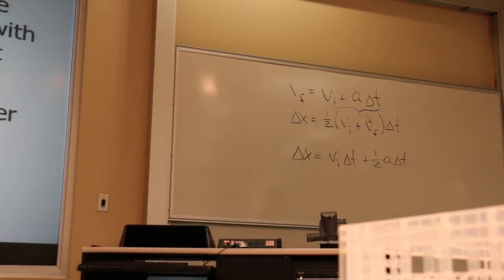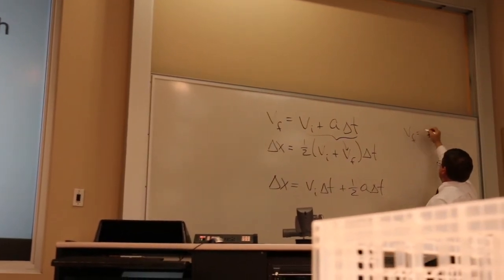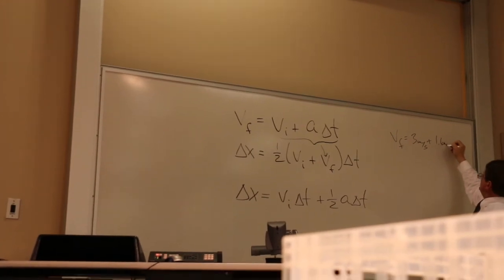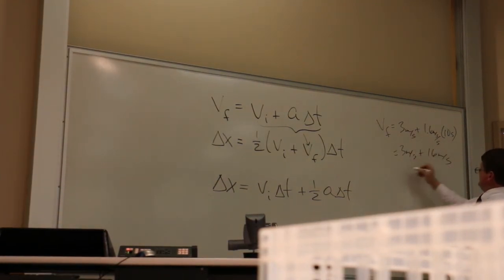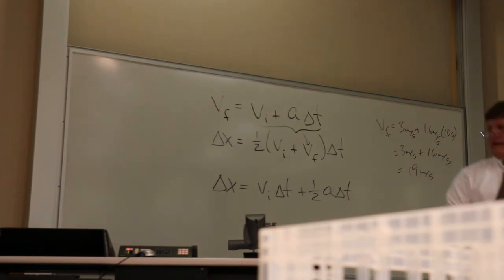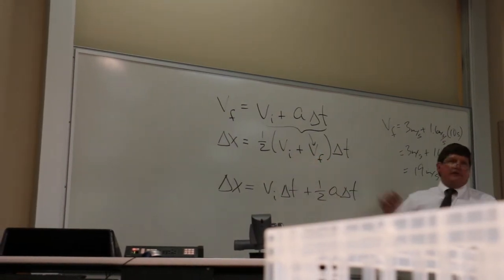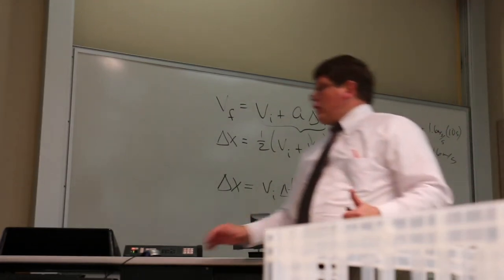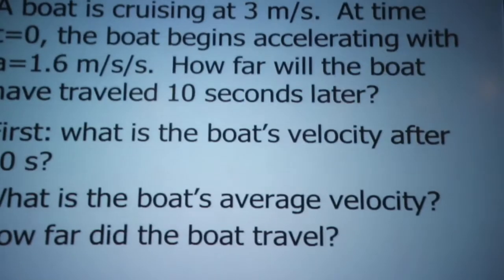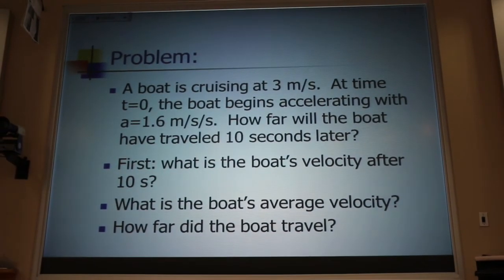So the first step, let's do it the old way. What is the boat's velocity after 10 seconds? Well, I would use this equation and say V final is equal to 3 meters per second plus 1.6 meters per second every second times 10 seconds. That's going to be 3 meters per second plus 16 meters per second, or 19 meters per second. Then I find the average velocity. The slowest is 3, the fastest is 19. I add those together and I get 22. Half of 22 is 11. So on average, this boat is going 11 meters every second for 10 seconds. How far does it go? 110 meters.